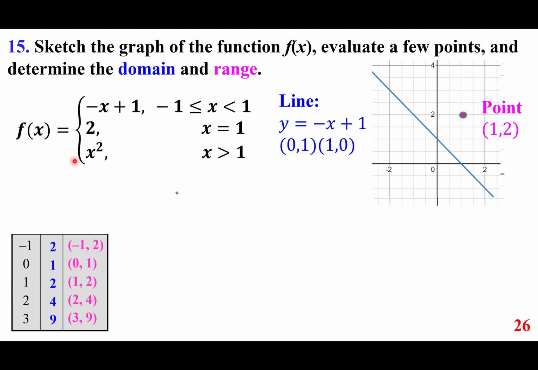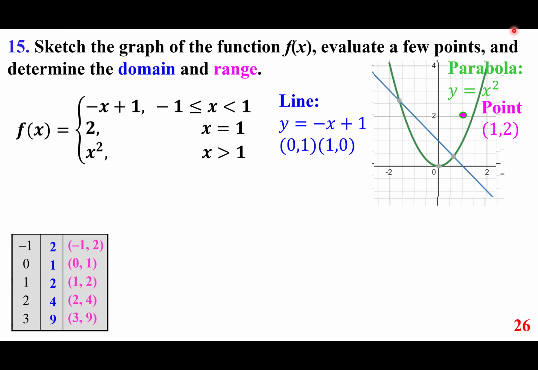And the last piece, it's a parabola, y or f of x equals x squared. As you know, the graph is that. Now, this is not the answer. I just graphed 3 different pieces: the top piece without paying attention to this, the second piece, and the third piece without paying attention to this. Now we want to pay attention to the limitation.